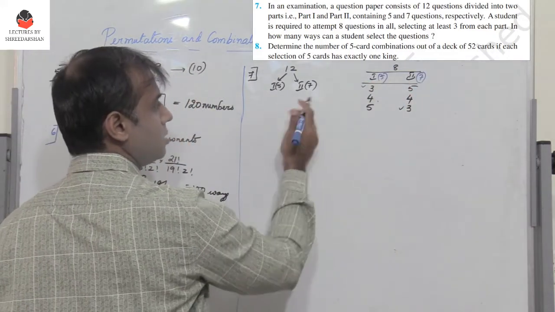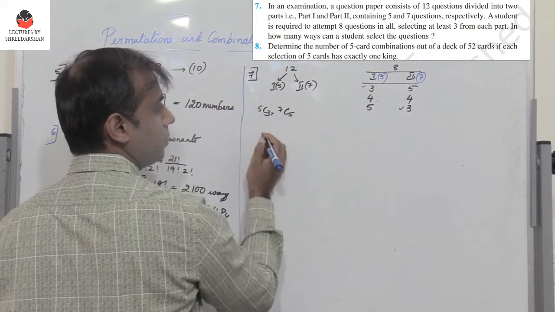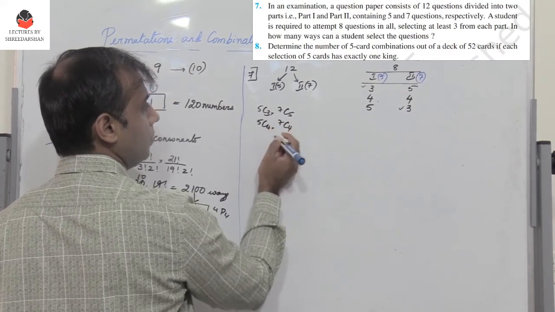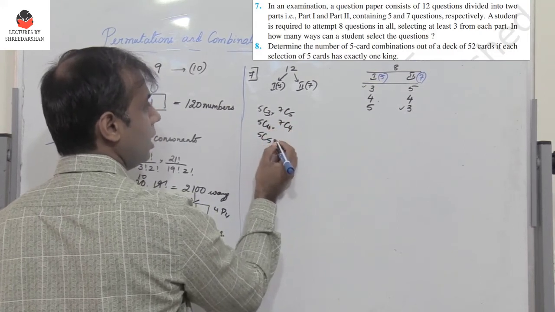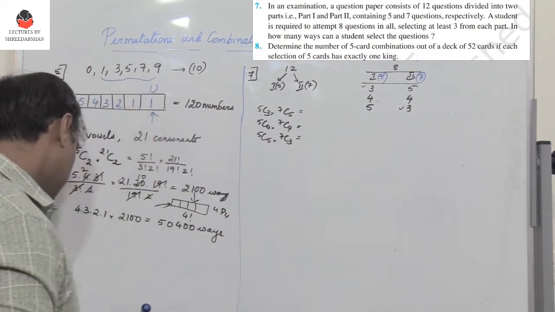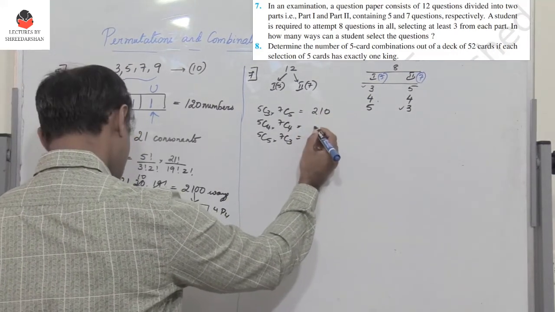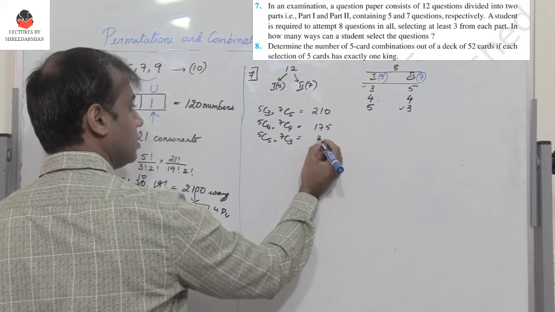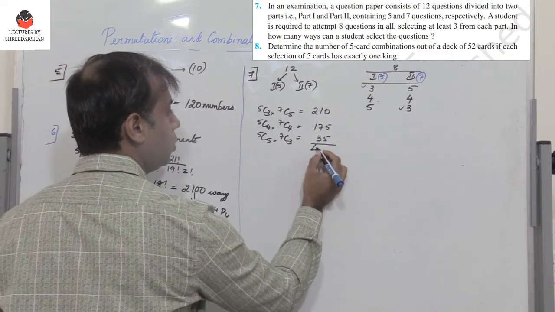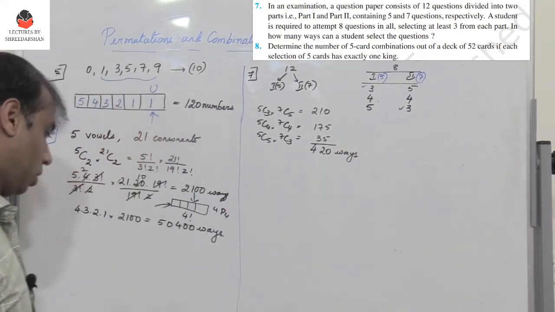So for the first case, this is going to be 5C3 into 7C5. And then you have 5C4 into 7C4. And then you have 5C5 into 7C3. So find the values. So if you calculate, the values are 210, and this is 175, and this is 35. Now you add up all of them, so you get 420 ways. A very interesting problem.